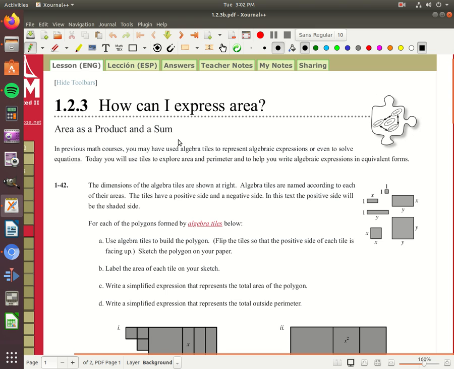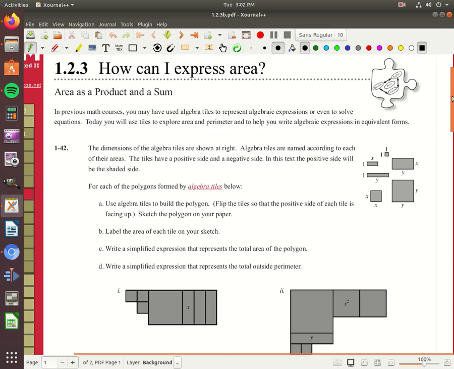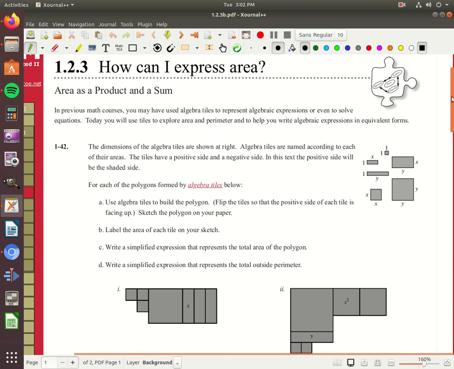Lesson 1, 2, 3. Areas of sum and product and sum. And again, this is a review from Integrated 1, but it is so important for what we're going to do with parabolas later in this book. So I really hope you guys make sure you understand how to do this. Ask questions if you don't.